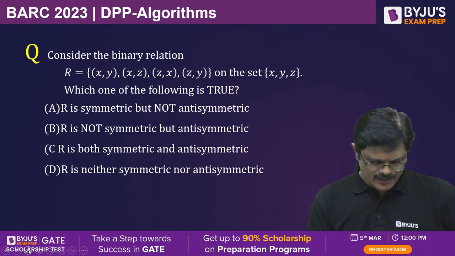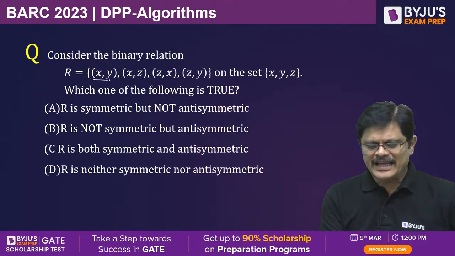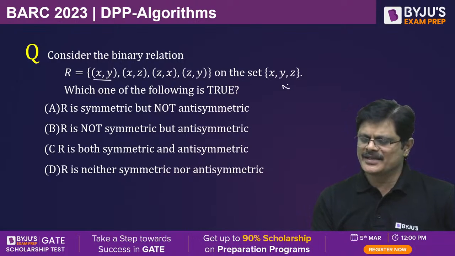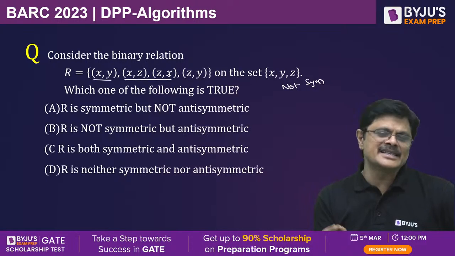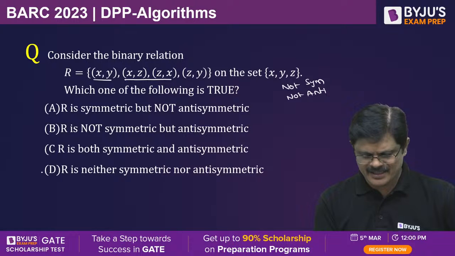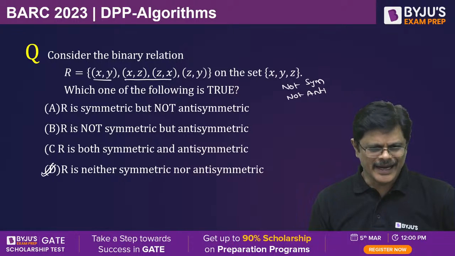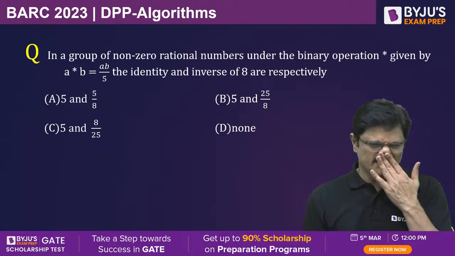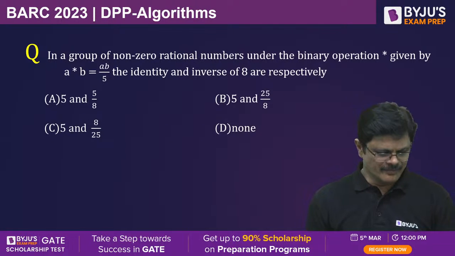Very good. So obviously xy is there but yx is missing, so it is not symmetric. Now whenever xz and zx are there which are not equal, so it is not antisymmetric. Neither symmetric nor antisymmetric. Very good. Super. Next one.